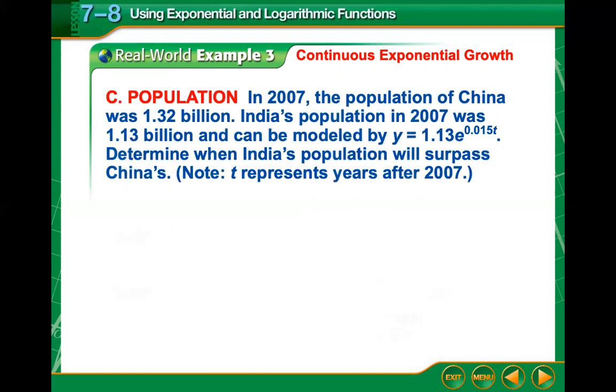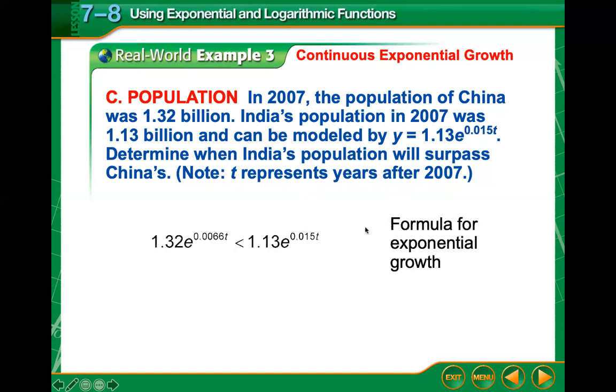In 2007, again, we're looking at continuous growth. China was at 1.32, India was 1.13, and can be modeled by the equation y equals 1.13 e to the 0.015t. They want to know at what point India's population will surpass China's. Note t represents years after 2007. So this is very important for when you're making those calculations.